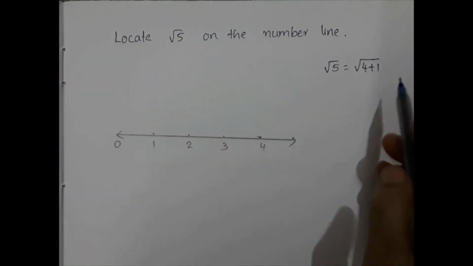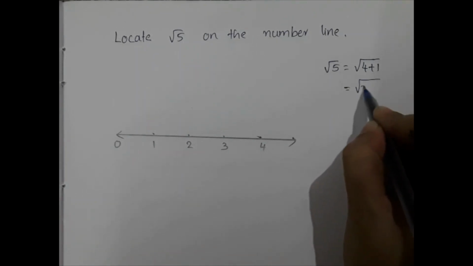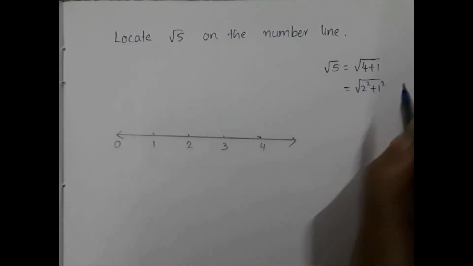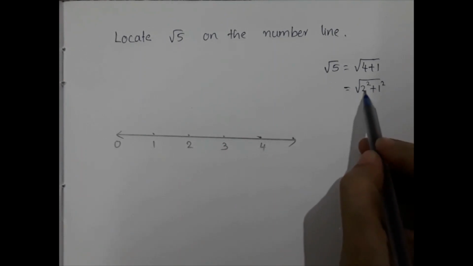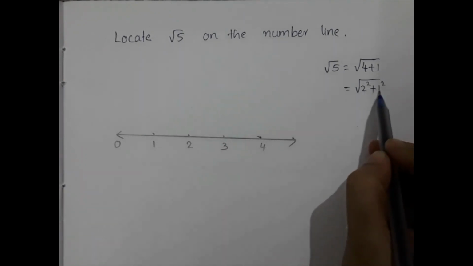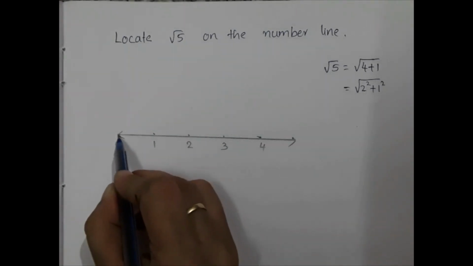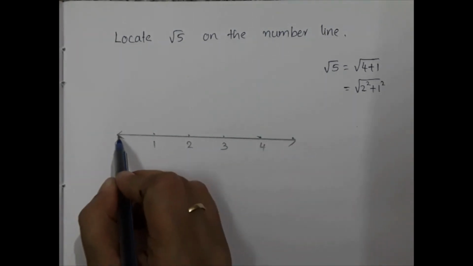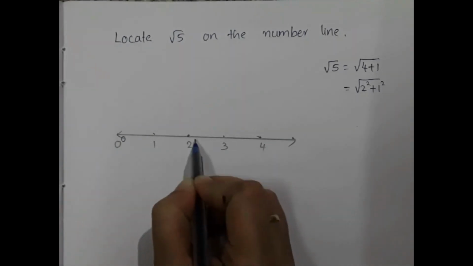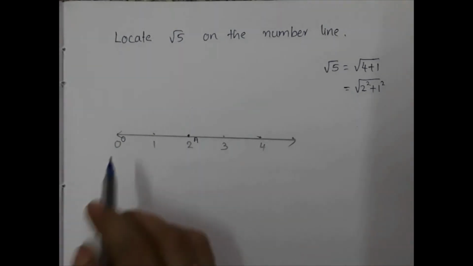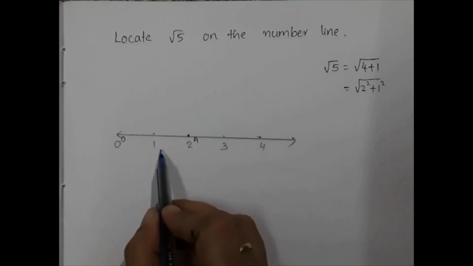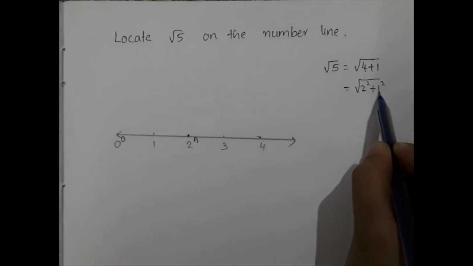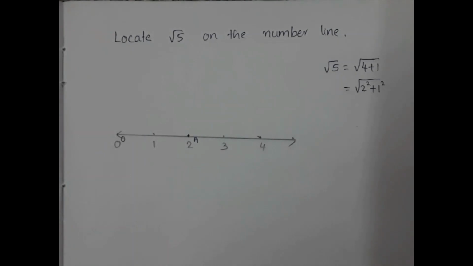4 plus 1 we can write. That is same as what? Root of 2 square plus 1 square, is it? So that is 2 is what? The base, and 1 is what? The hypotenuse. Hope you clear this. So you have to take 0 to 2 as the base. That is O is here, and 2 is A here. Okay, that as the base, that is 2 units as the base. Then what is the altitude? 1 unit.